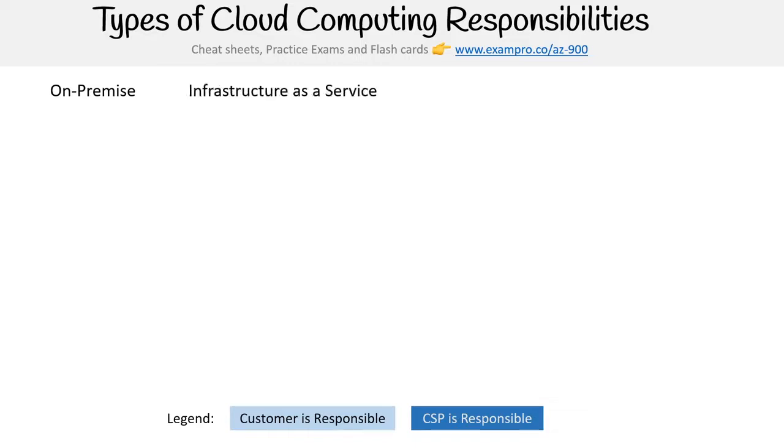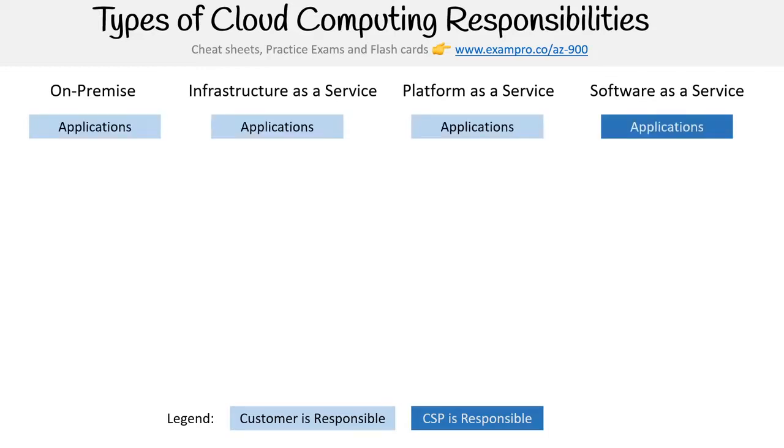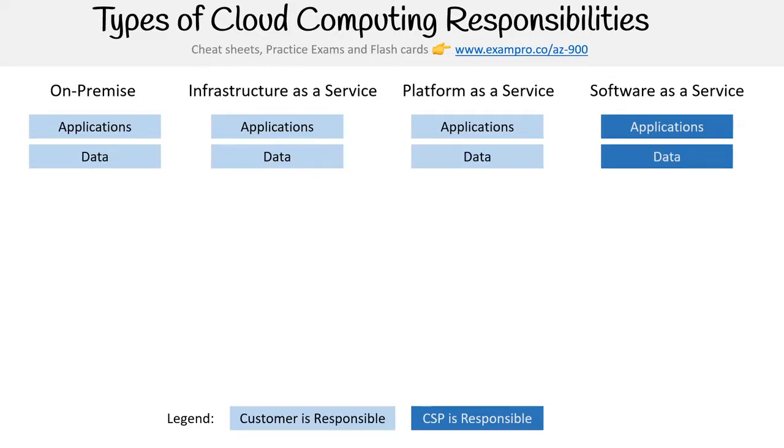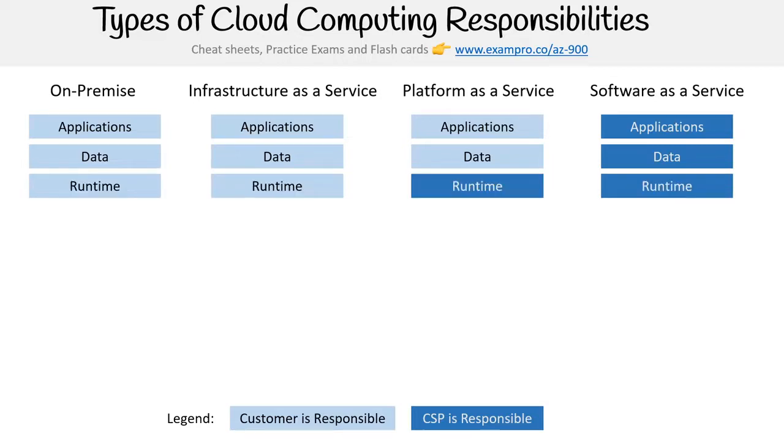So we have on-premise, infrastructure as a service, platform as a service, and software as a service. So when we're looking at applications, it's going to be the customer's responsibility for on-prem, infrastructure, and PaaS. But when we have software as a service, the cloud service provider is responsible for that. When looking at the data level, it's going to be the same. For software as a service, the cloud service provider is going to be responsible, but for the rest, it's going to be the customer.